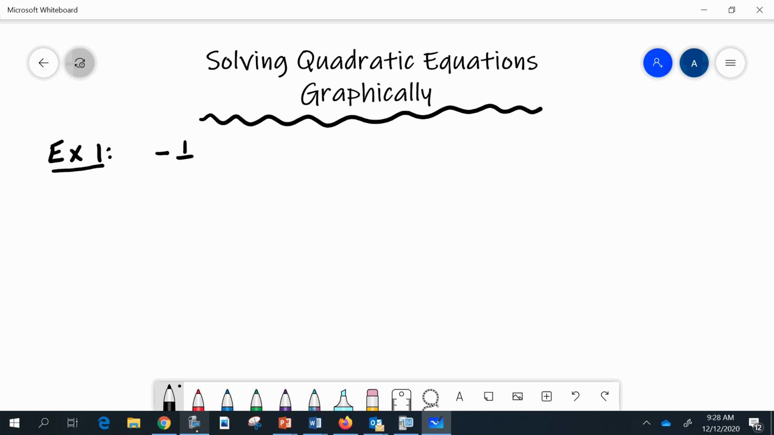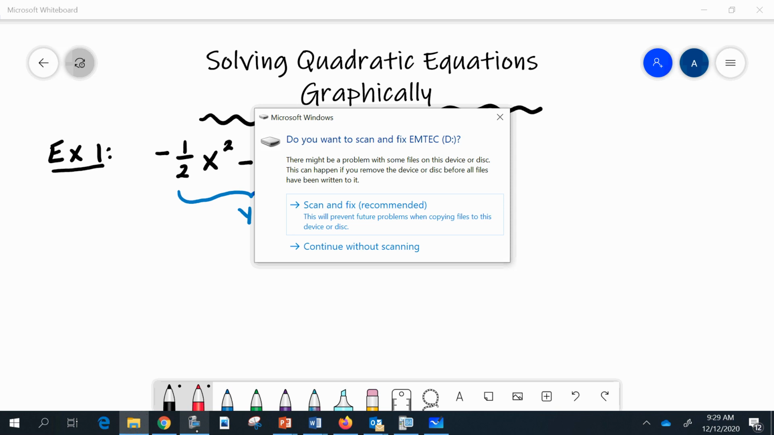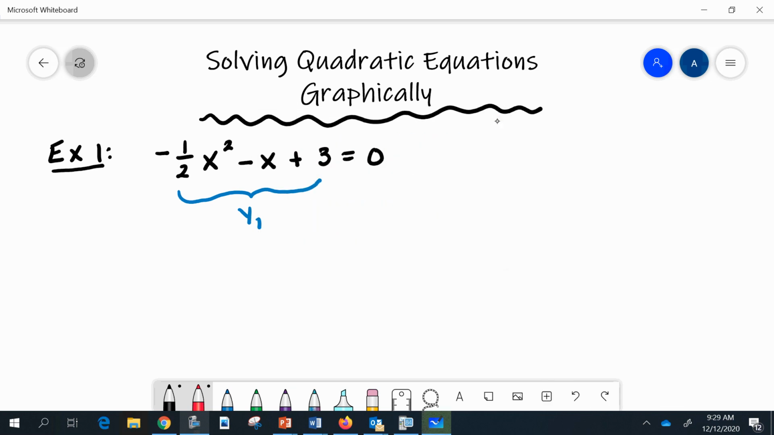What we're going to solve is negative 1/2 x squared minus x plus 3 is equal to 0. All right, well, I like that this equation is in standard form. So our overall strategy is we're going to enter this part right here into y1, okay? And we're going to make a parabola. And then we're going to enter the 0 into y2. And what we're going to see is a horizontal line at 0. And the overall goal is to find the intersection of y1 and y2.